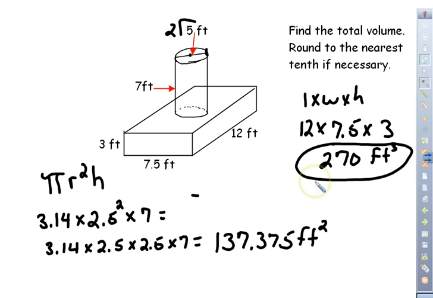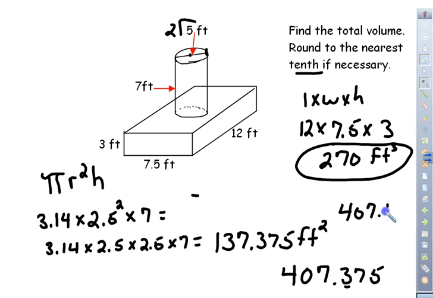Now I need to, again, add those together. So I'm going to add 270 to my answer. And I get 470. Excuse me, 407, I should say. 407 and 375 thousandths. Now, remember, it does say tenths if necessary, which is going to be this number right here, and that 7 is going to make that number 3 go up 1. So my final answer is 407 and 4/10 cubic feet. That is the actual answer to solving this. Okay.